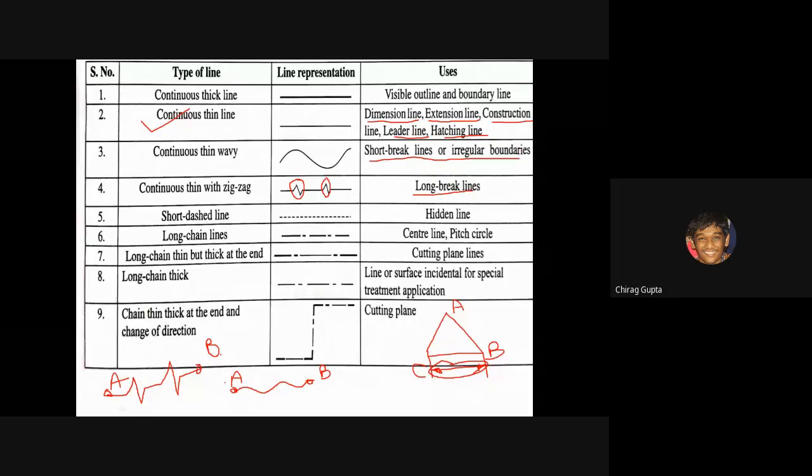Then, sir, why do we use a break line for short distances? We don't use long break lines for short distances. For short distances, we use short break lines. For long distances, we use long break lines. If the distance between A and B is 10 kilometers, you cannot use long break lines. You have to use short break lines, that is thin wavy lines. But if the distance between A and B is 900 kilometers, you cannot use short break lines. You have to use long break lines. These are sign conventions. These are symbols, standard symbols for engineering drawing. Is it okay? Okay, sir. Thank you.